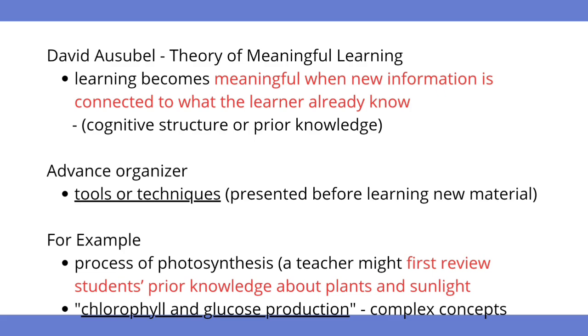information. For example, before teaching the process of photosynthesis, a teacher might first review students' prior knowledge about plants and sunlight using a concept map or a brief explanation. This prepares their minds to understand more complex concepts like chlorophyll and glucose production. By doing this, the teacher is applying Ausubel's principle of meaningful learning, ensuring that new lessons build upon what students already understand rather than just relying on rote memorization.